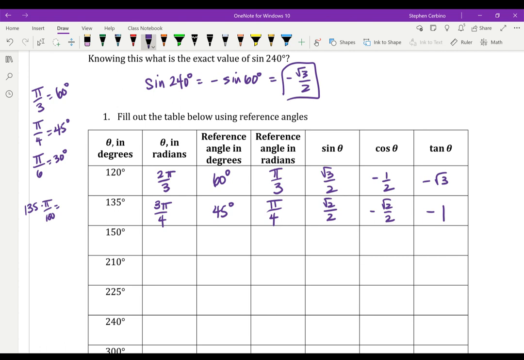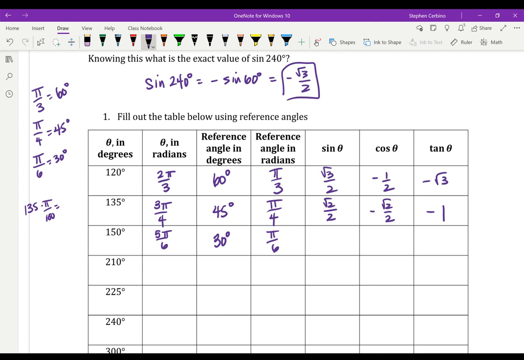150 degrees has a reference angle of 30. And we're going to say how many 30-degree values go into 150. There are 5 of them. So we'd say we have 5 pi over 6s. That's how to quickly convert that. So this would be a reference angle of 30, and this would be pi over 6.